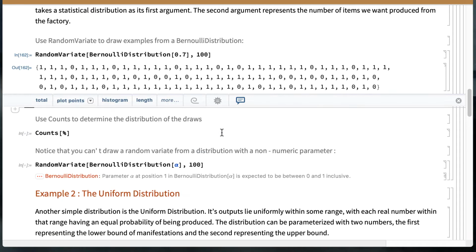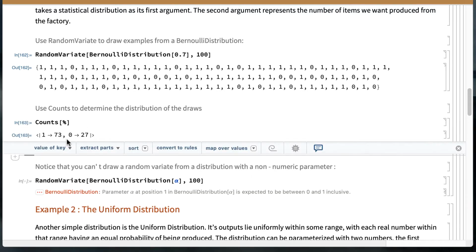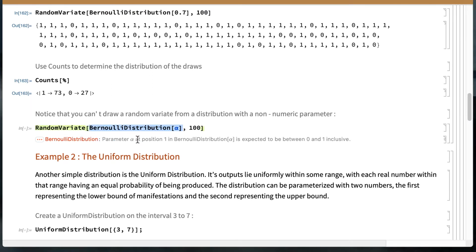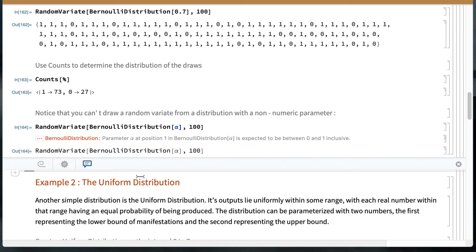Doesn't mean exactly. We can use the counts function and say count that. Remember, the percentage means what you last outputted. So that came out about right. And you should notice that you have to have a concrete distribution in order to draw random variates. That is, you can have an abstract factory, but when you actually want to make something, you need to specify the parameters. So what I'm about to execute is going to fail. Okay, it doesn't know what to do with it. All right, so that's our friend, the Bernoulli distribution.